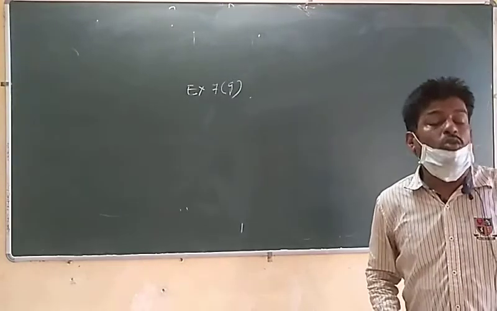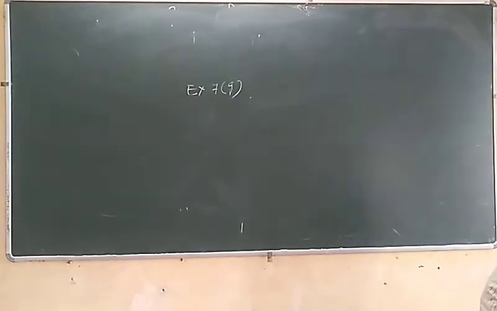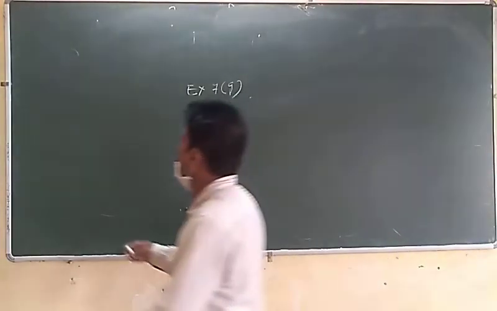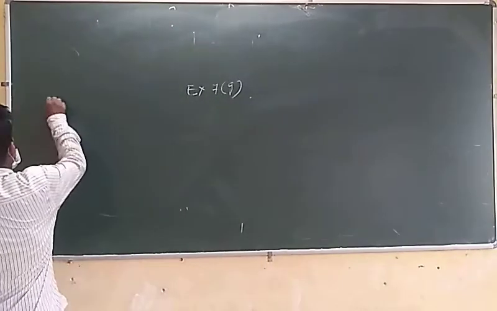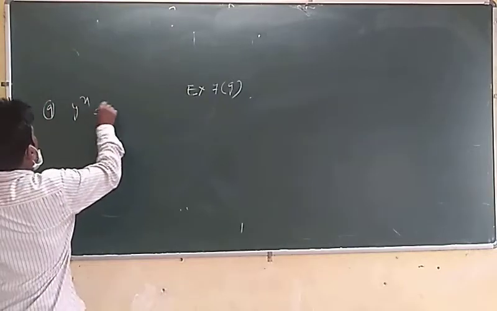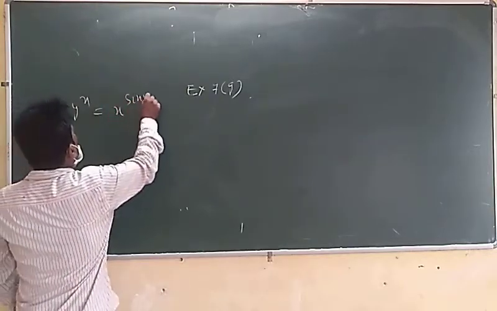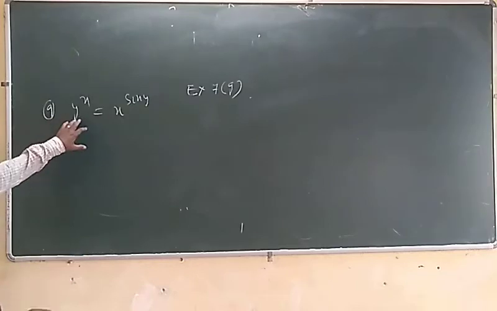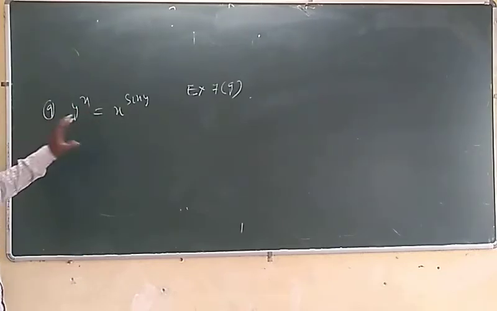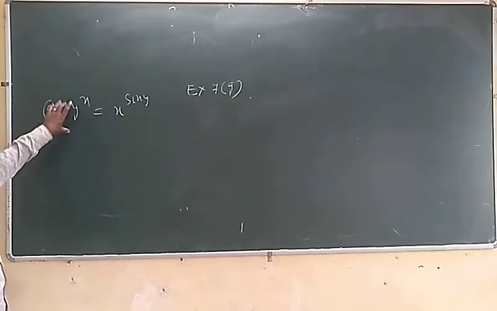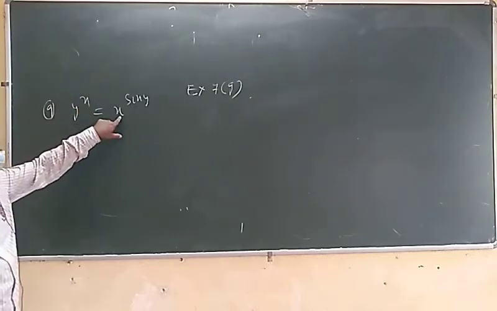In this case, look at number 9: y to the x is equal to x to the sin y. Because both x and y are present on both sides, no doubt it is an implicit function. But it is a power function where both the base and the power are variable.